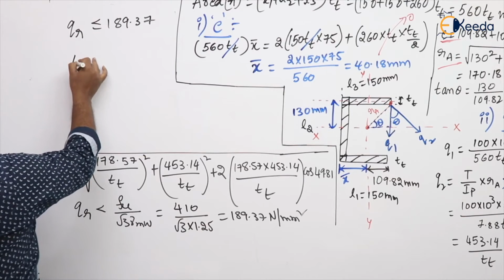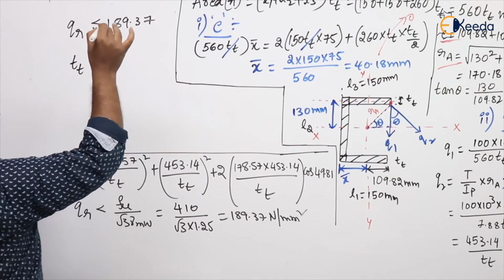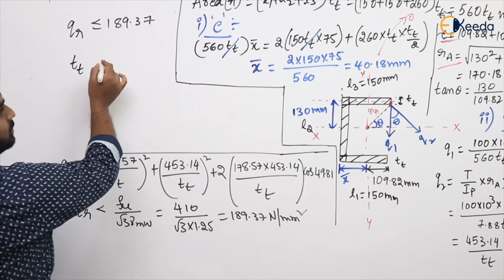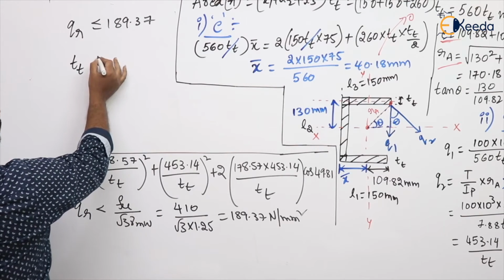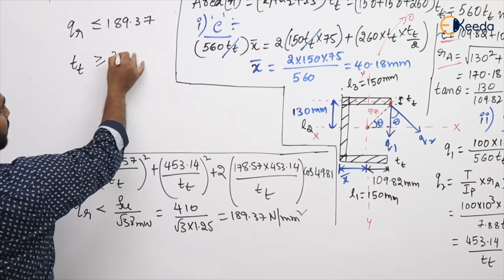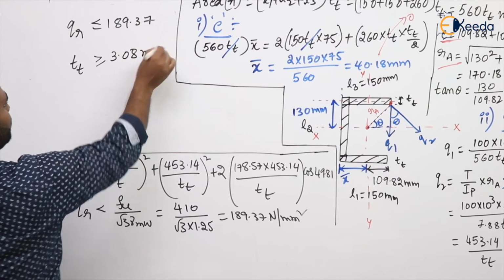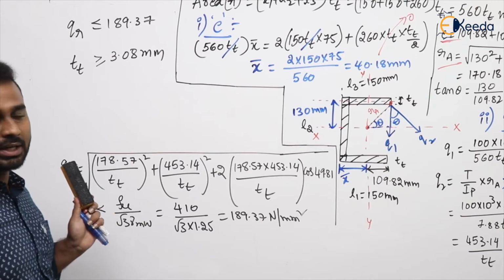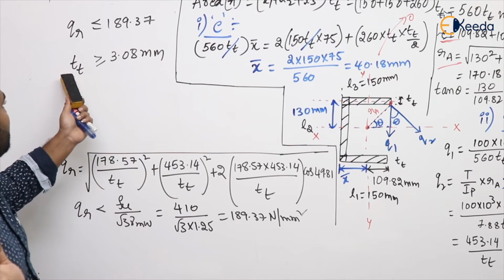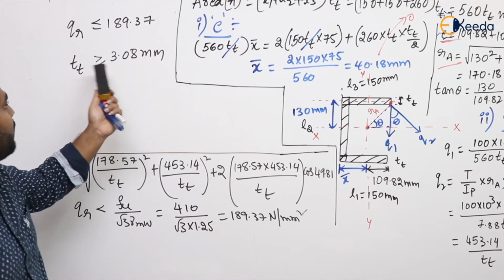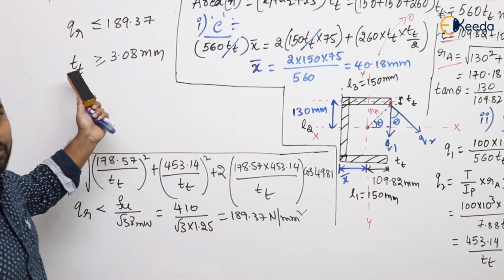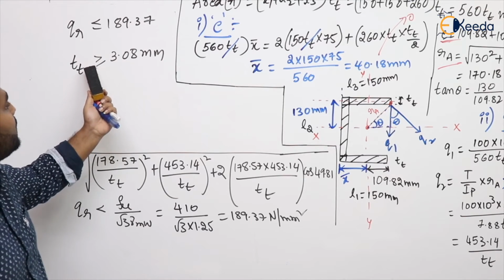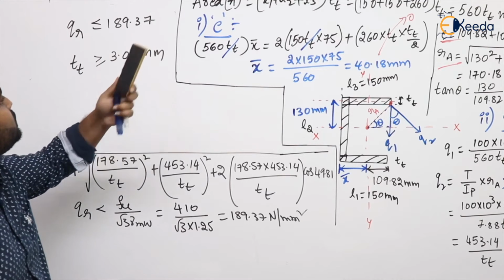So finally the value of TT is greater than or equal to 3.08. So that is a calculation you have to do. Without calci, we can't solve this question. So calci is a must. So directly I have written here the value of TT. TT should be greater than or equal to 3.08 mm.